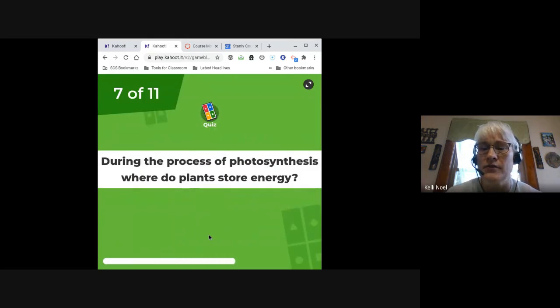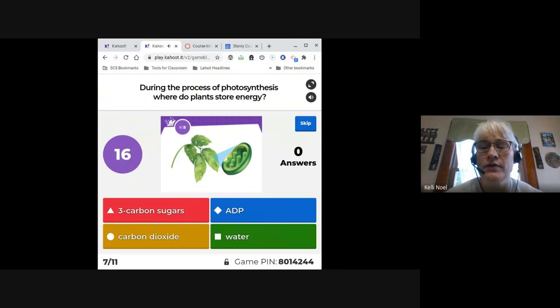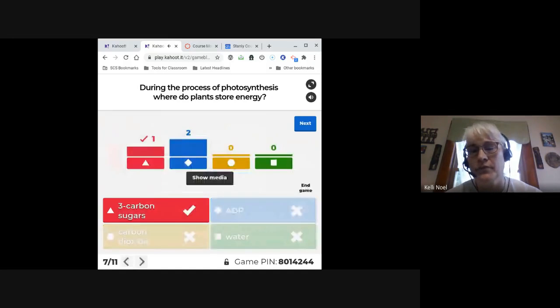During the process of photosynthesis, where do plants store energy? Where are they going to put that energy? They're taking that light and they're going to convert it and put it into what? All right, look for the word sugar. Glucose, 3-carbon sugars. So they make 2 3-carbon sugars first, and then those come together to make the glucose. But just look for the word sugar when you're talking about what they're making.